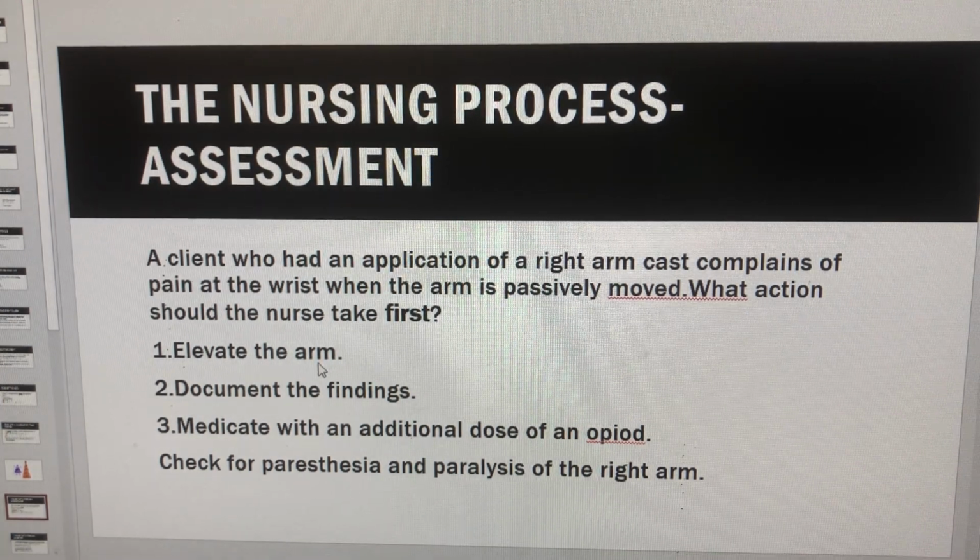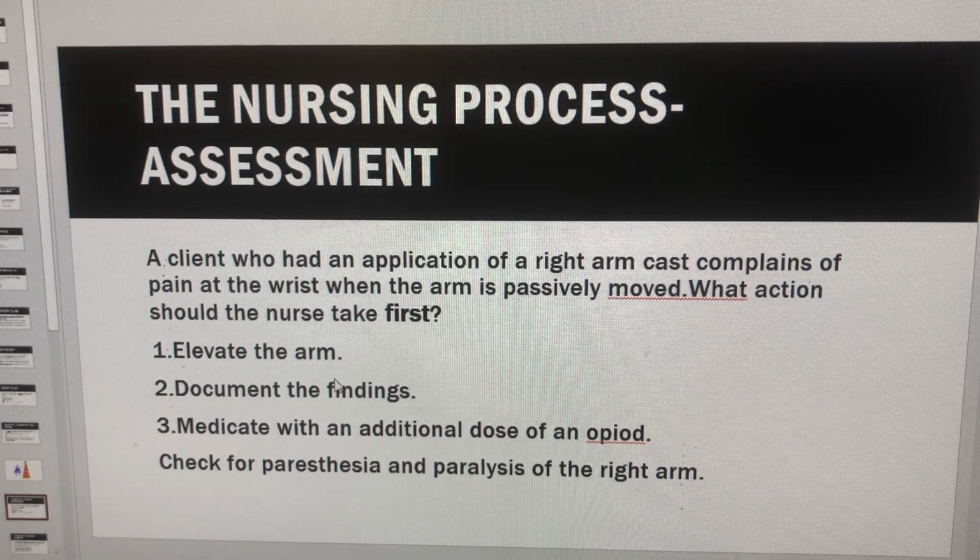The nursing process. Assessment. A client who had an application of a right arm cast complains of pain at the wrist when the arm is passively moved. What action should the nurse take first?